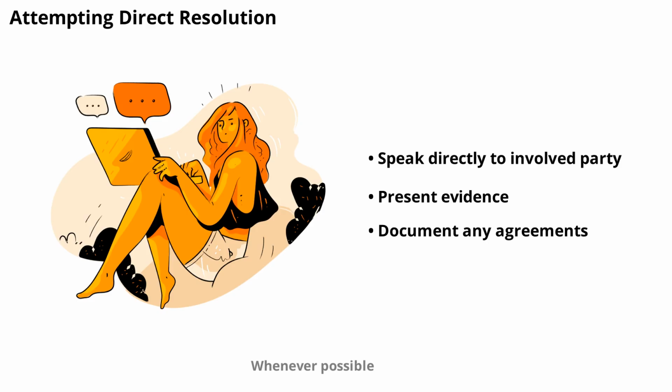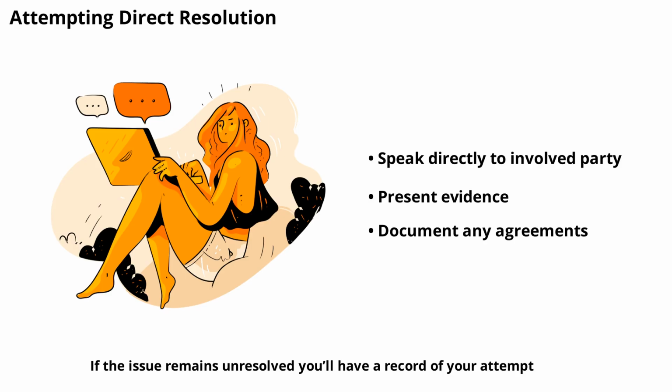Whenever possible, try to resolve the issue directly with the other party. This could mean speaking with your landlord, property manager, or neighbor about the problem. Be polite but firm, and present your evidence clearly. Sometimes, a direct conversation can lead to a quick solution without the need for formal complaints. If you reach an agreement, document it in writing. If the issue remains unresolved, you'll have a record of your attempt, which can be helpful when filing your complaint.